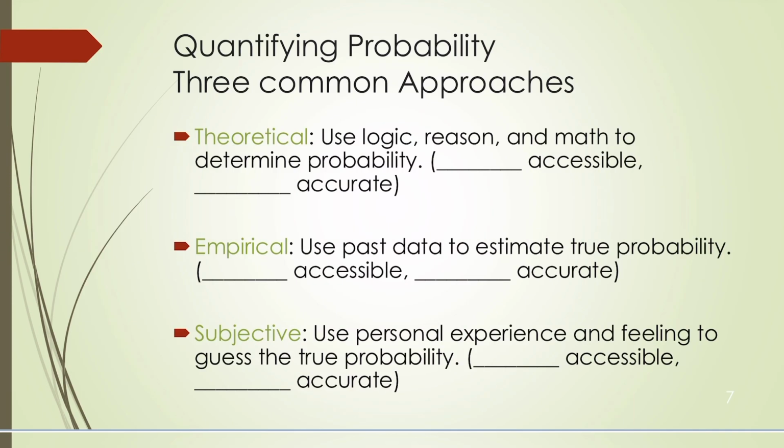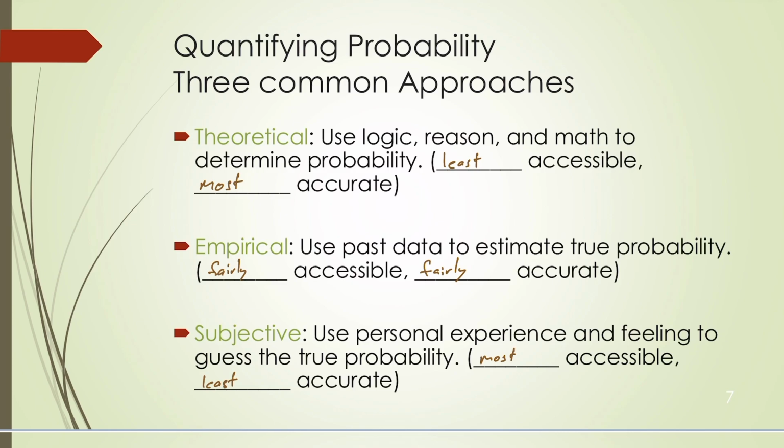Quantifying probability, there's three common approaches. The first is theoretical, in which we use logic, reason, and math to determine probability. This right here is the least accessible way of computing probability. However, it is the most accurate. Empirical. So there's this empirical approach. It uses past data to estimate true probability. This is fairly accessible and fairly accurate. Subjective. This is using personal experience and feelings to guess the true probability. And this is the most accessible, but the least accurate.